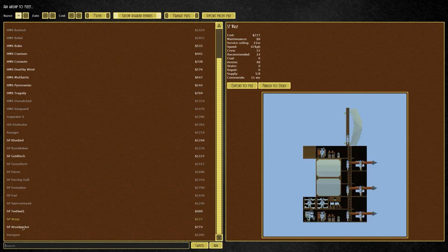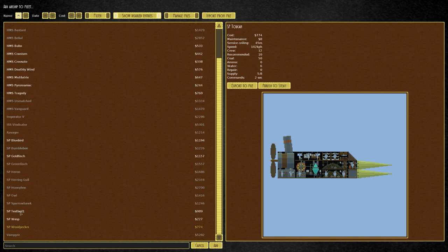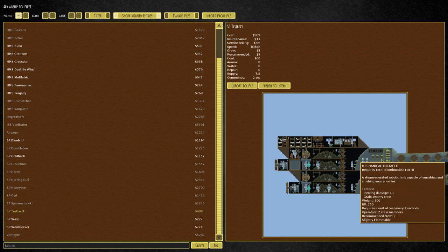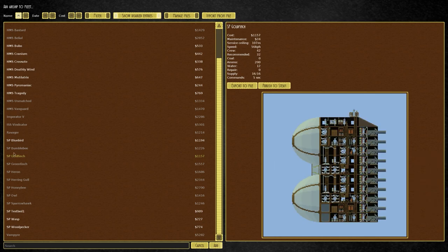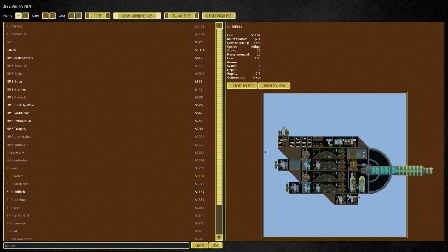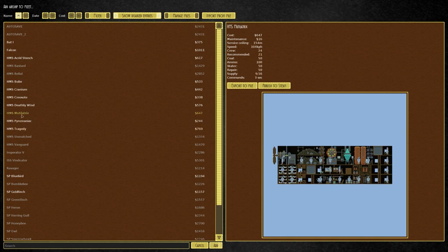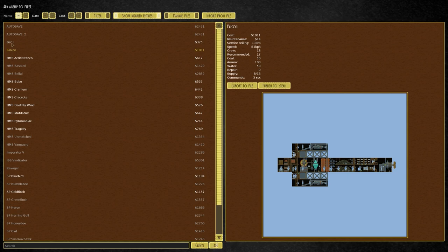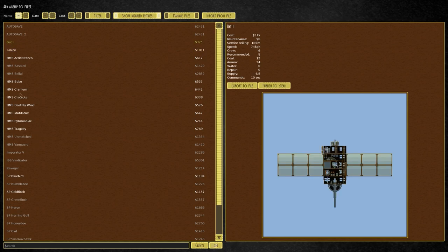We've got things like the wasp, we've got the woodpecker, which may work, but I doubt it. We've got the testbed one, which is where we tried out these mechanical tentacles. We've got the goldfinch, we've got the bluebird, that might be a good contender. And then we've got some of these other ones that have been pre-made: the acrid stench, the falcon, and then the bat.